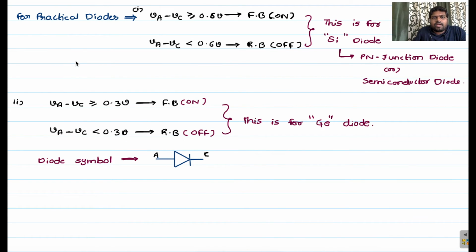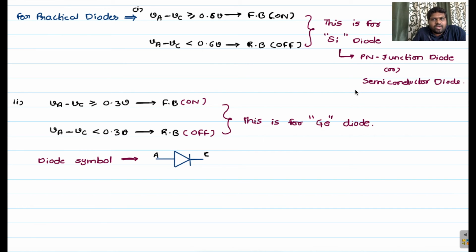So for a practical diode, we have a certain cutoff voltage for any device. For example, for a silicon diode, Va minus Vc greater than or equal to 0.6 volts. If you apply more than 0.6 volts, then only it can be an active switch, that is the on condition. When Va minus Vc is less than 0.6 volts, it is in reverse bias condition. That means it will act as an off switch. This is applicable for the silicon diode. The silicon diode is also called a PN junction diode, otherwise a semiconductor diode.